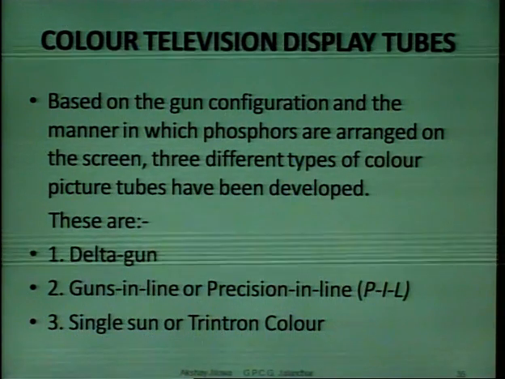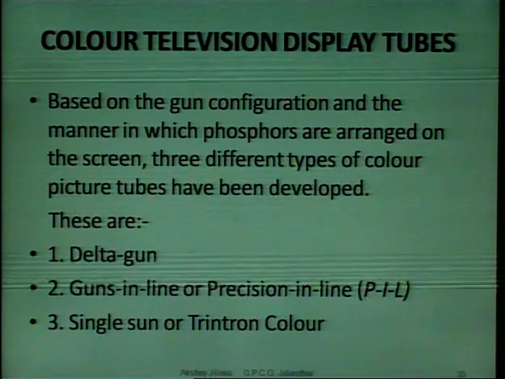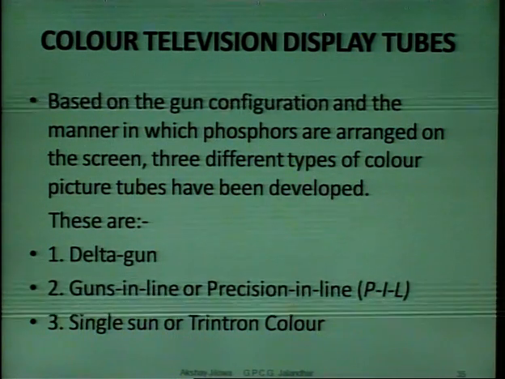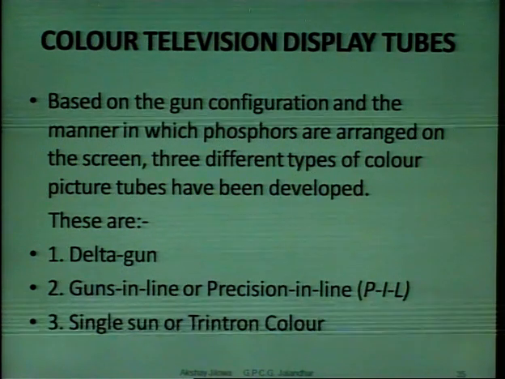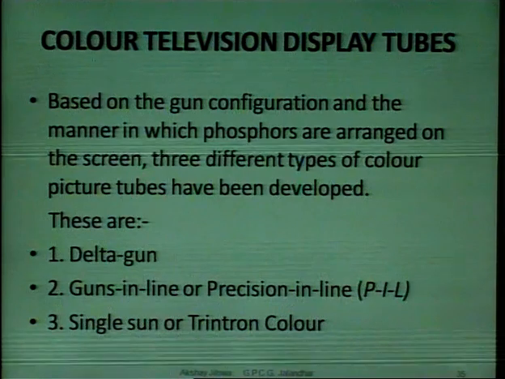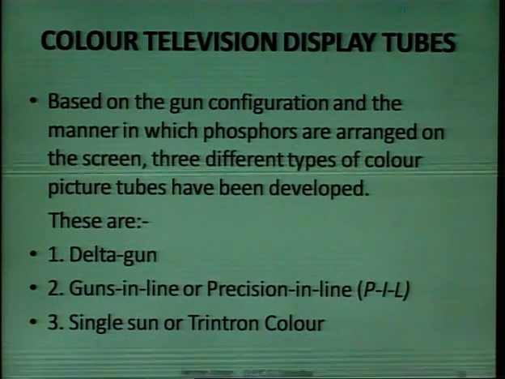Based on the gun configuration and the manner in which phosphors are arranged on the screen, 3 different types of color picture tubes have been developed. These are the delta gun tube, the inline gun or precision inline tube, and the third type is the Trinitron or single gun tube.